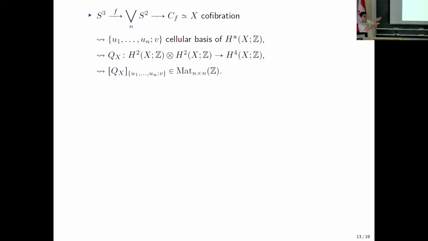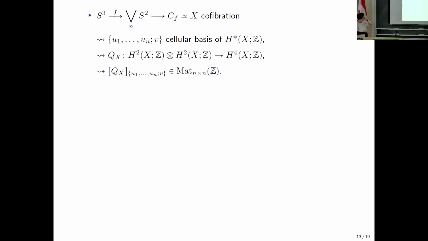And then at the level of cohomology, we can think of a natural basis coming from the cellular structure, right? So let's say U1, ..., UN are a cellular basis for H2, coming from this S2. And then V to be the basis in H4 coming from this S3, right? And since we are talking about the four-dimensional case, it is rather natural to think about some sort of intersection form, like a bilinear form for the cup product structure. Let's call this Q of X.